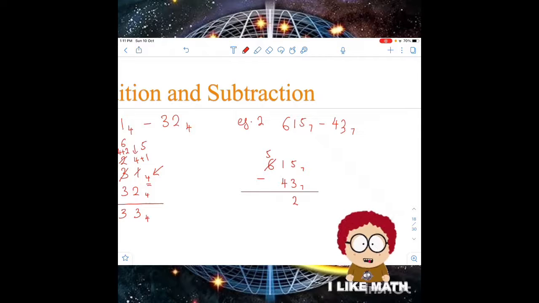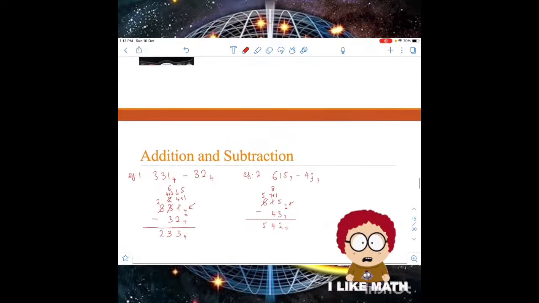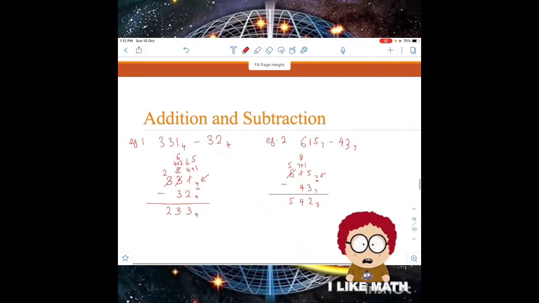The 1 now is representing 7 because it is a base 7 numbers. Now we're going to have 7 plus with the 1. So 7 plus 1 is 8. So 8 minus by 4 is 4. 5 minus by nothing, so we're going to have 5, 4, 2, base 7. I hope that with these 2-3 examples, you can grab the ideas of subtractions of number base manually.